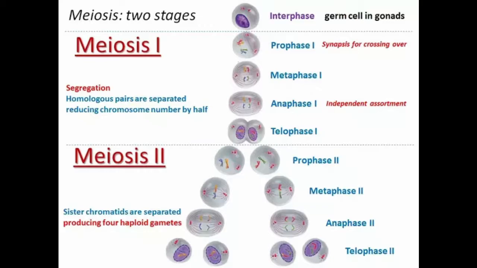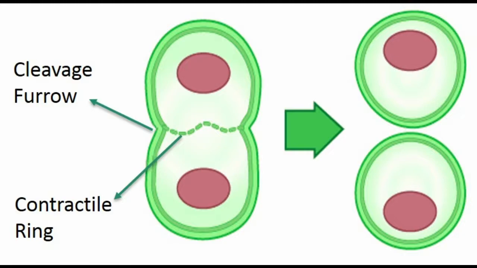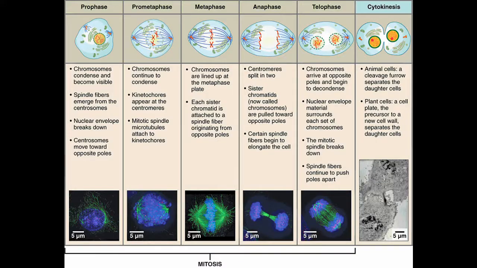During this crossing over process, the homologous chromosomes exchange portions of their chromatids during meiosis to increase genetic variation. Cytokinesis. The cytoplasm divides. The cleavage furrow forms and the cell separates into 2. These are the steps of cell division.